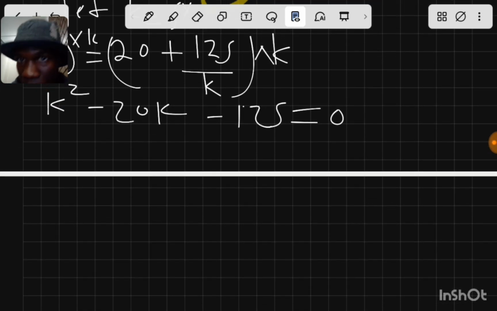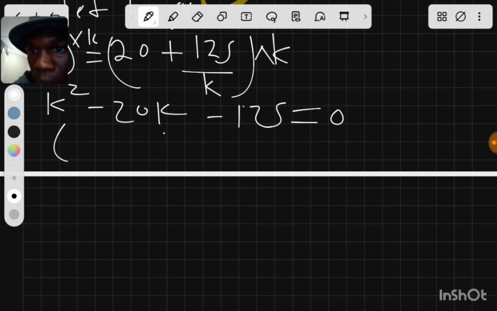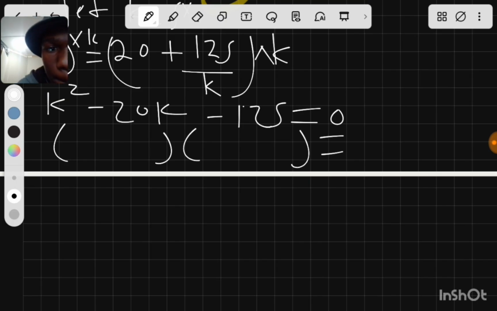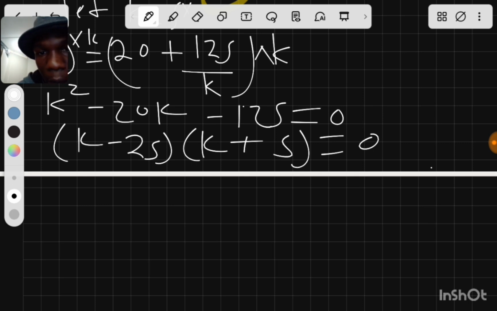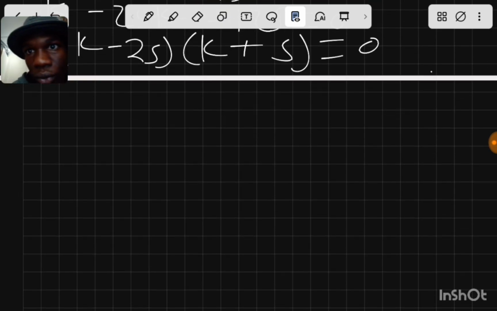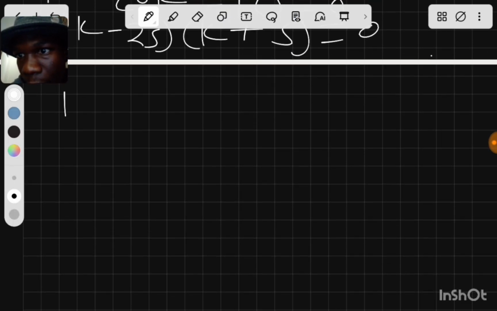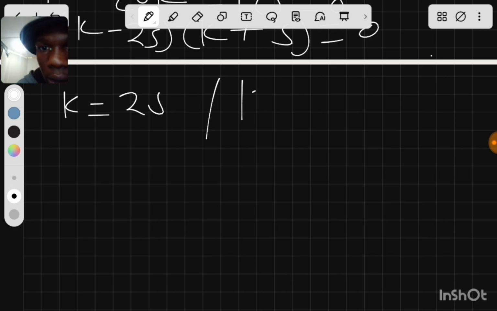So now we are going to factorize. So we have k, then the bigger number will take the middle sign. With the bigger number, we're going to have 25 here minus, and then positive 5 here. So we're going to have k is equal to 25, or k is equal to minus 5.